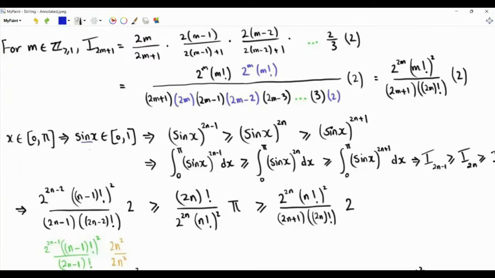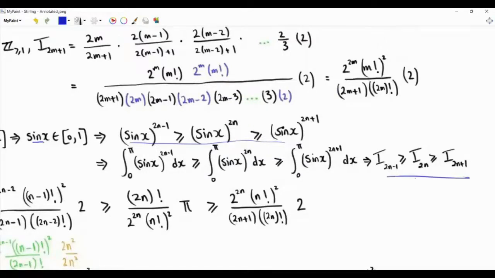Now, sine x is a number between 0 and 1, when x is between 0 and pi. And so sine x raised to the power 2n minus 1 is greater than or equal to sine x raised to a higher power, which is 2n, which in turn is greater than or equal to sine x raised to the power 2n plus 1. Again, this is because sine x is a number between 0 and 1. Now, if we take this inequality and integrate all sides from 0 to pi, then we get an inequality relating our integrals. So I_{2n minus 1} is greater than or equal to I_{2n}, which is greater than or equal to I_{2n plus 1}.